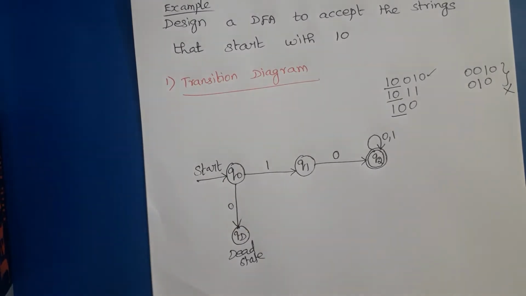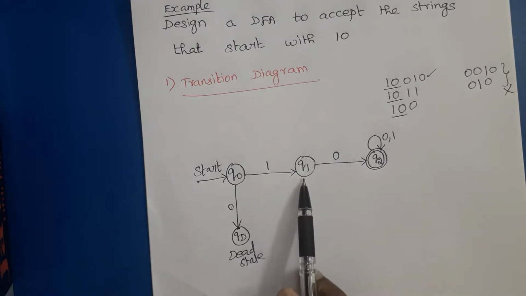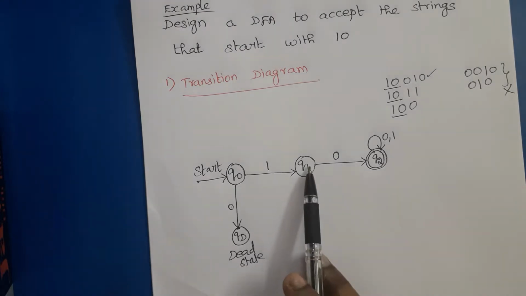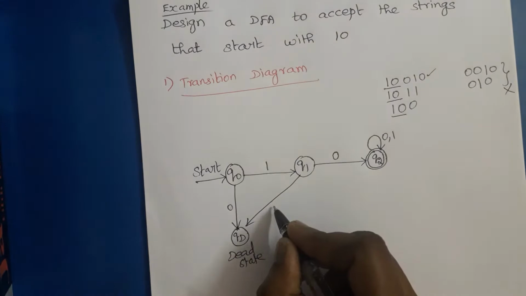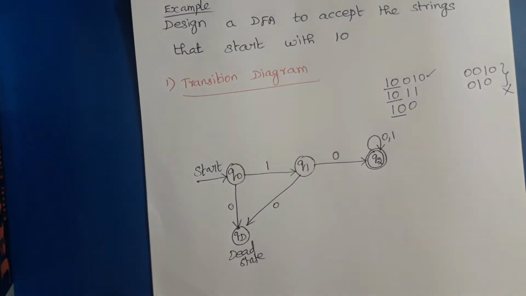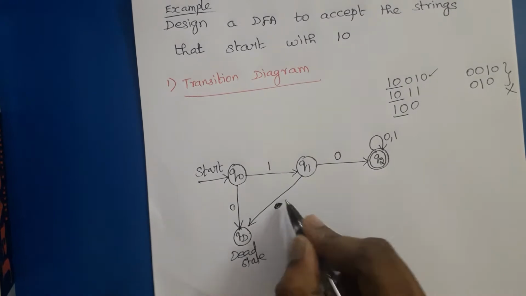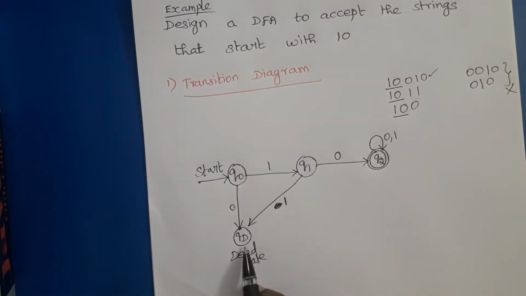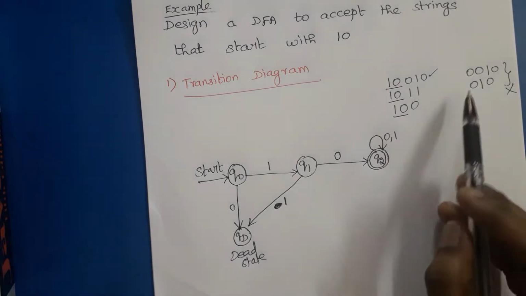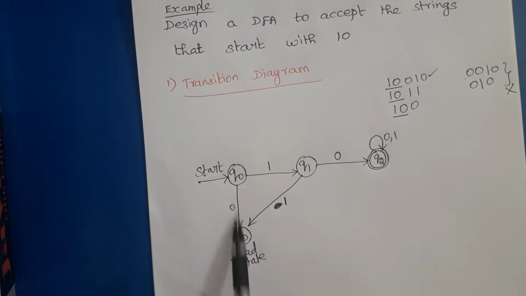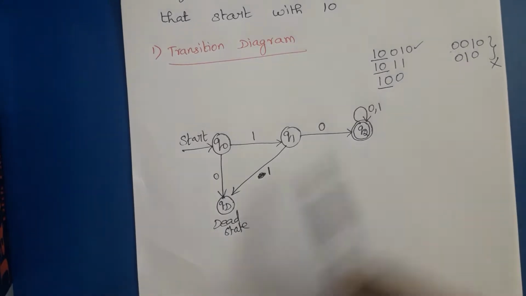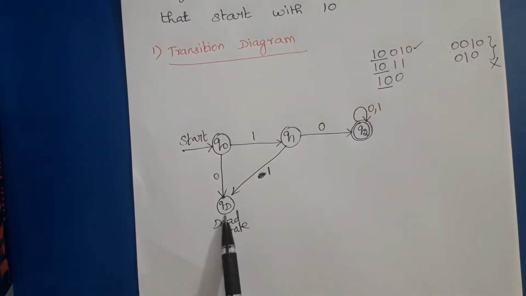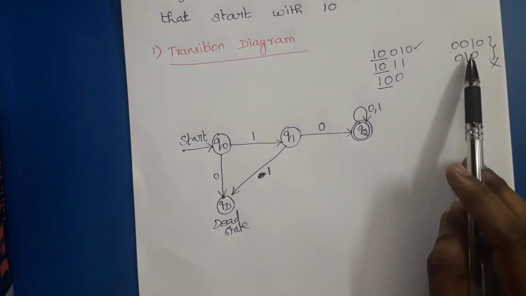Then from Q1, similarly, if 0 is the input symbol, the state changes to Q2. But if 1 is the input symbol, then it should reach the dead state. Sorry, for the input symbol 1, Q1 goes to the dead state. So if 0010 is the input string, for 0 it goes to the dead state. Then for the second symbol 0, there is no transition from the dead state. So this input string is rejected by our DFA.